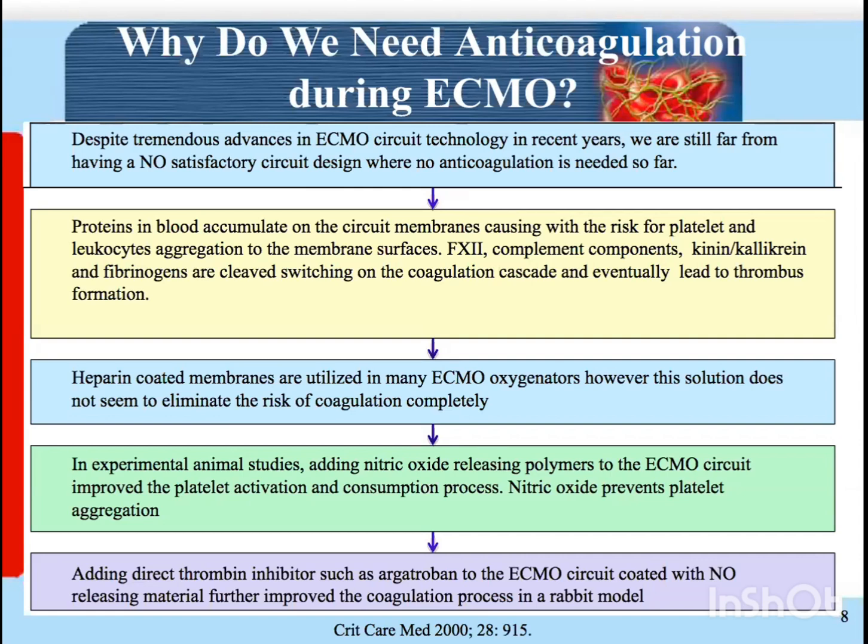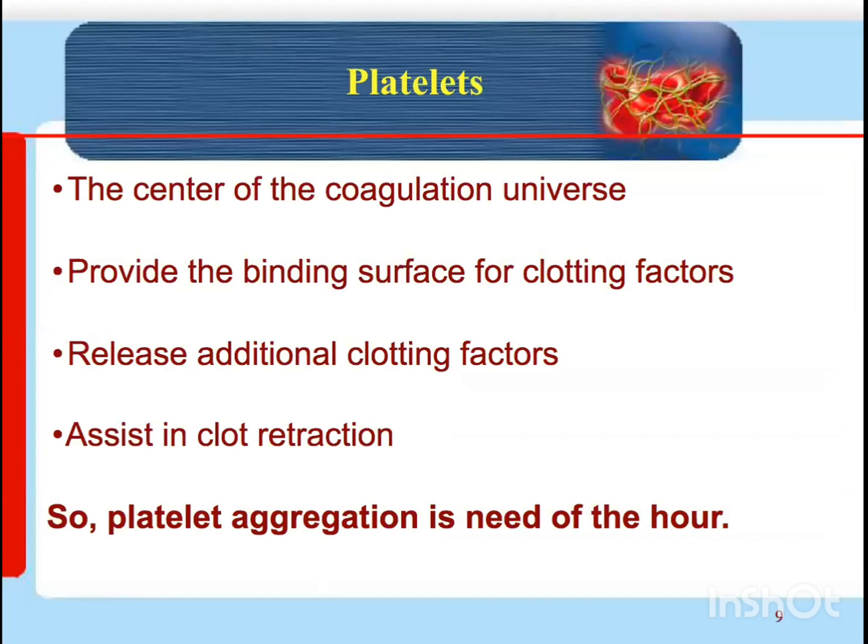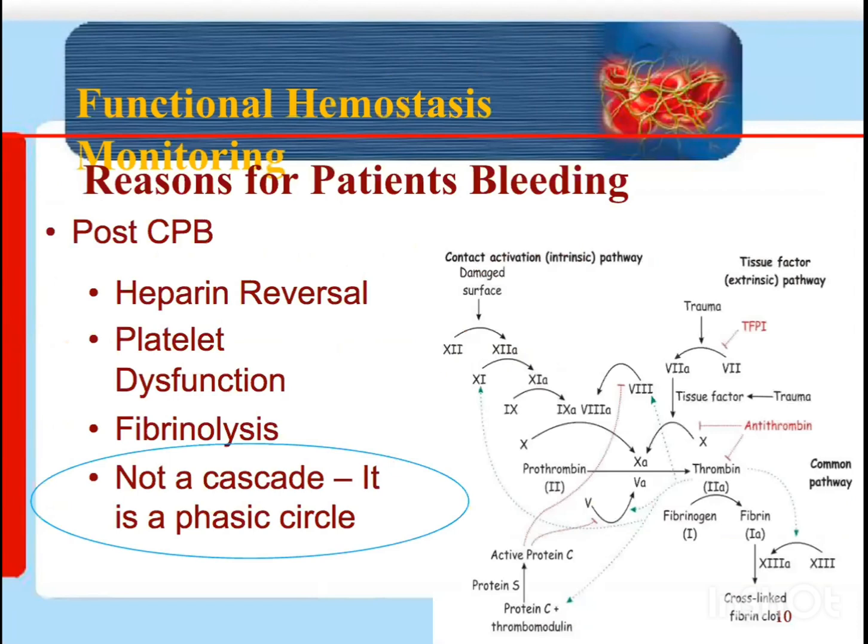These are those which not only release nitric oxide, but they do not cause that much consumptive coagulopathy, because they are direct thrombin inhibitors, and heparin acts through antithrombin 3. So platelets are the center of the coagulation universe. They provide the binding factors for clotting factors, they release additional clotting factors and assist in clot retraction, and platelet aggregation therefore becomes the need of the hour.